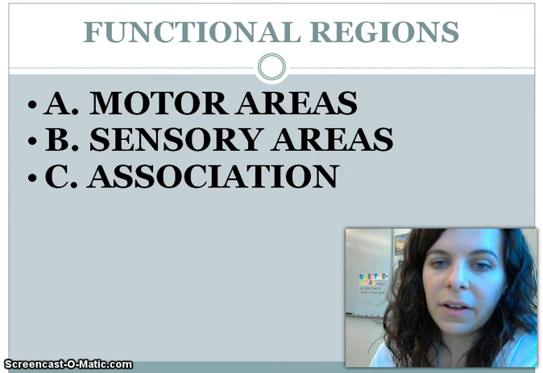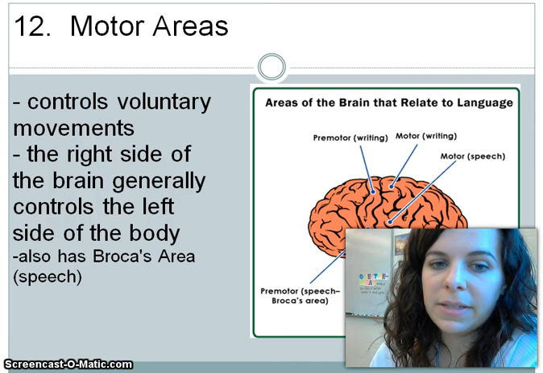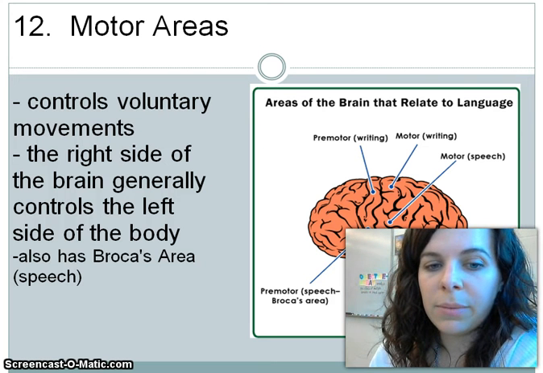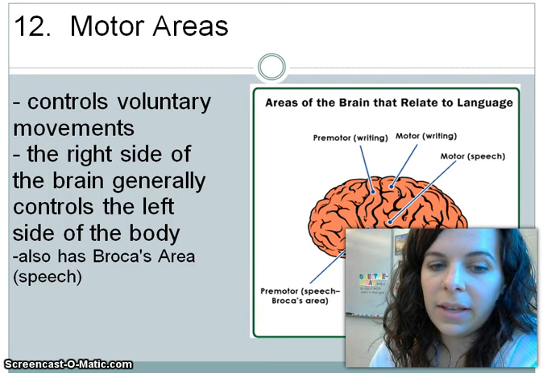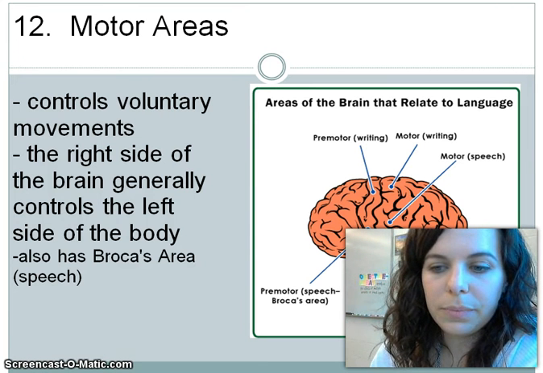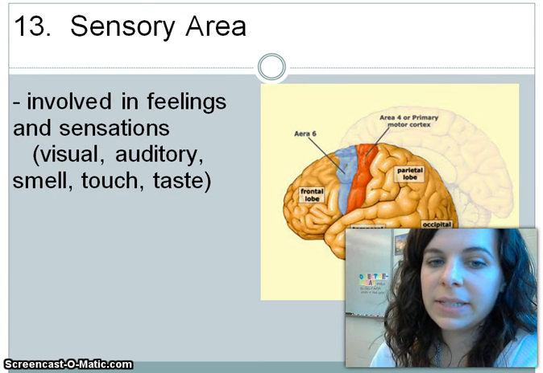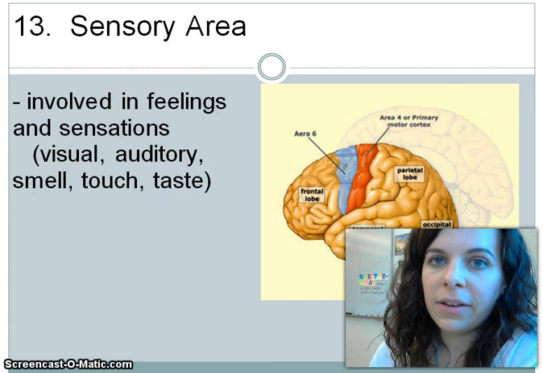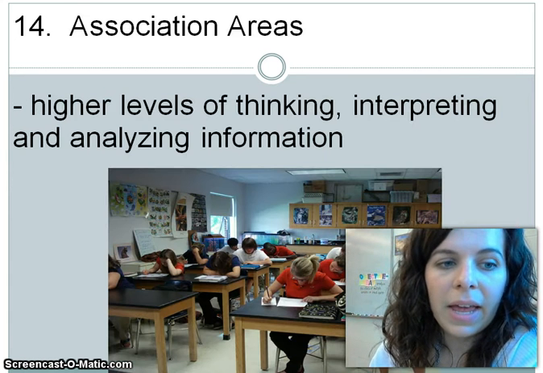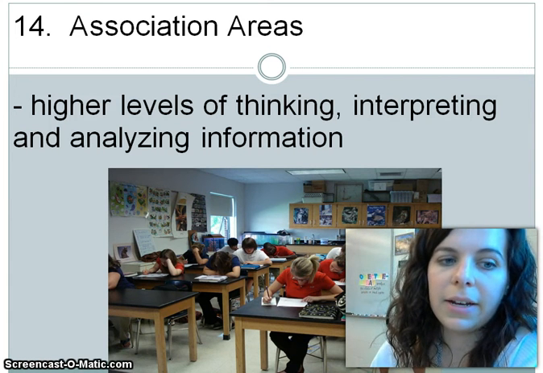The brain also has different functional regions: motor areas, sensory areas, and association areas. Motor areas control voluntary movements. The right side of the brain generally controls the left side of the body, and they also have the Broca's area, which is for speech. The sensory area is involved in feelings and sensations, like your 5 senses. And then association areas are for higher levels of thinking, interpreting information, and analyzing it.